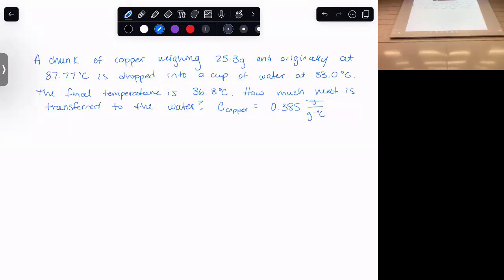Alrighty, so we have a chunk of copper weighing 25.3 grams originally at 87.77 degrees Celsius is dropped into a cup of water at 33 degrees Celsius. The final temperature is 36.3. How much heat is transferred to the water? And we're given a specific heat of copper. We want to try this one together or work on it on our own? Together? I'll give you all a minute. If someone does want to start on their own, go ahead. Then we'll do this.